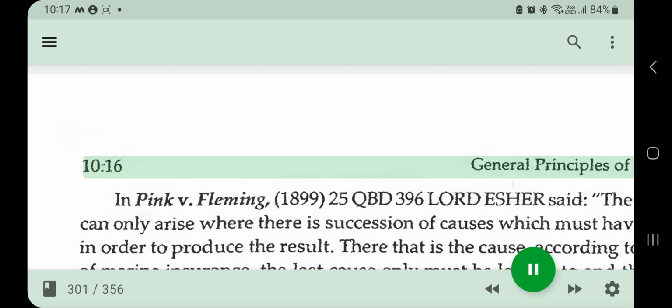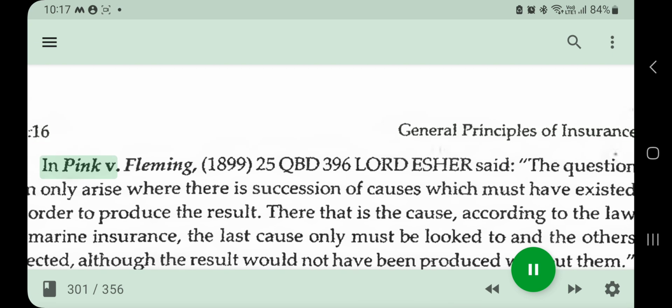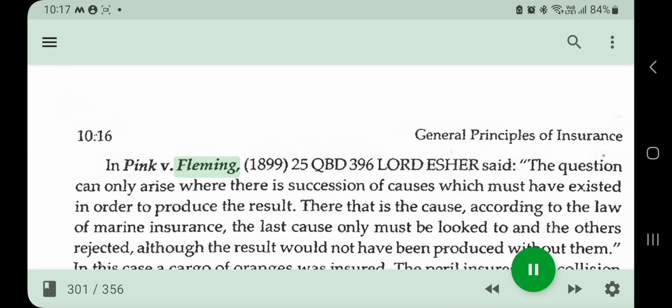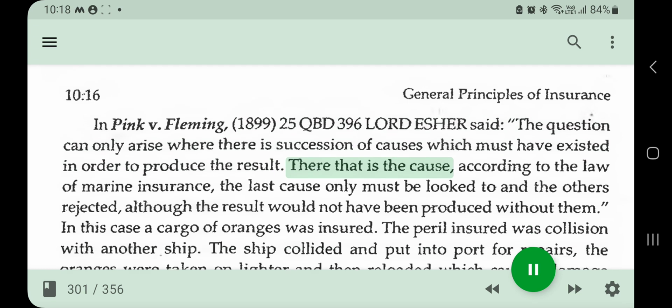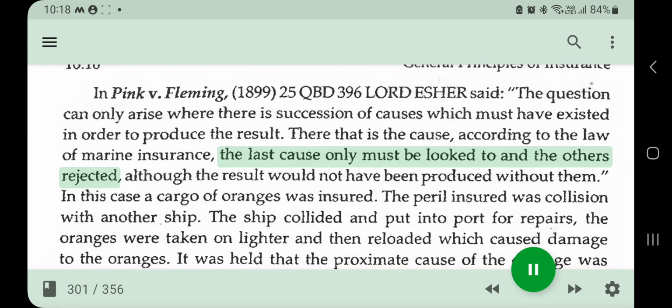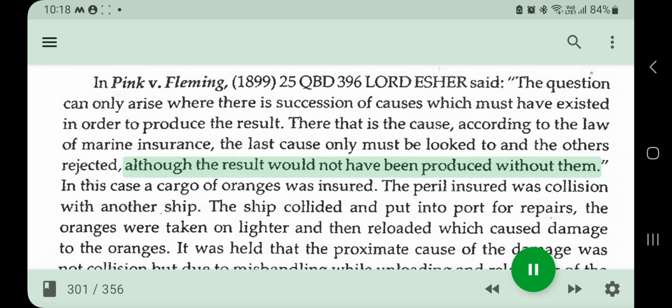General Principles of Insurance. In Pink v. Fleming, 1899-25, Q.B.D. 396, Lord Esher said, the question can only arise where there is a succession of causes which must have existed in order to produce the result. There, that is the cause, according to the law of marine insurance, the last cause only must be looked to and the others rejected, although the result would not have been produced without them.